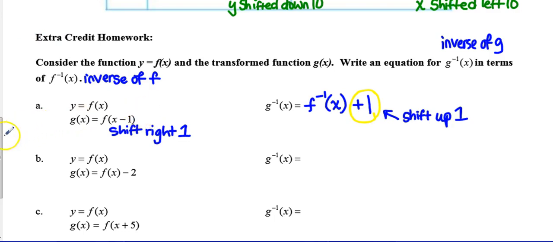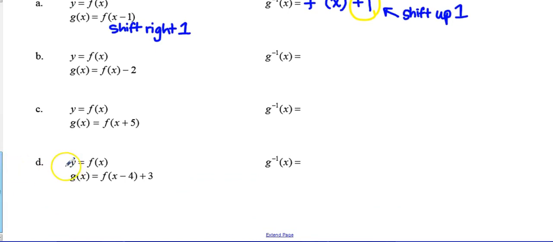And I'm excited to see what we have for B, C, and D tomorrow.